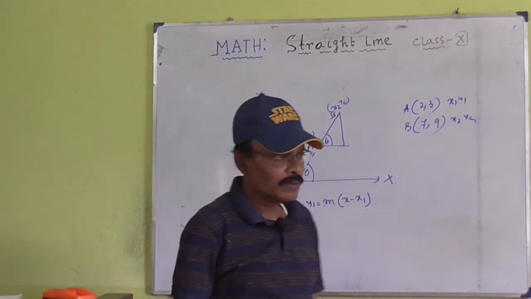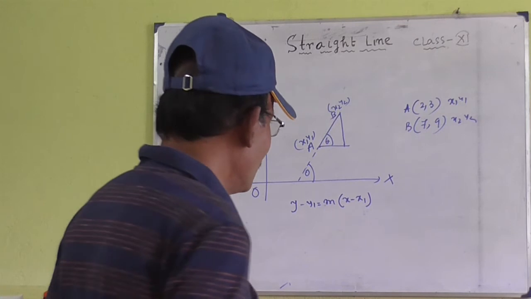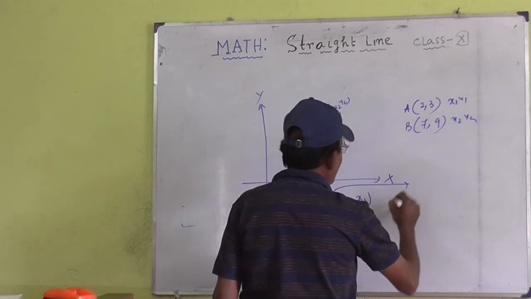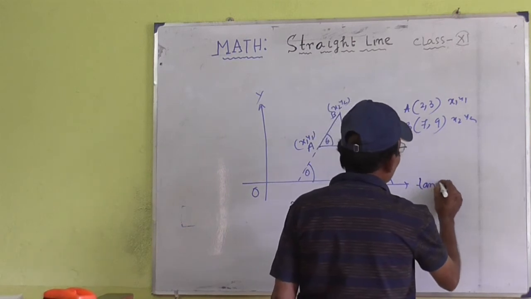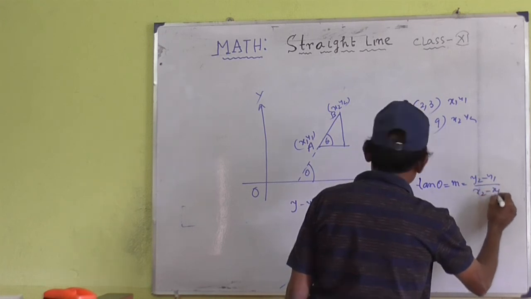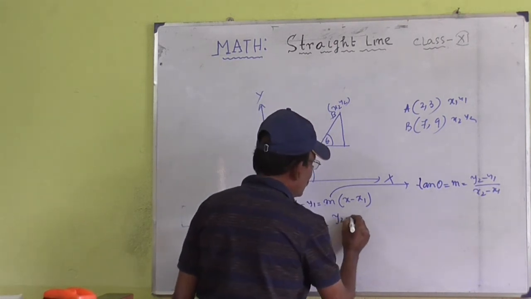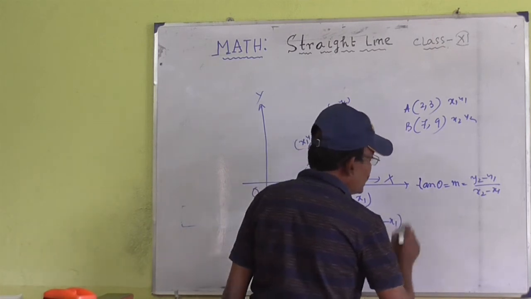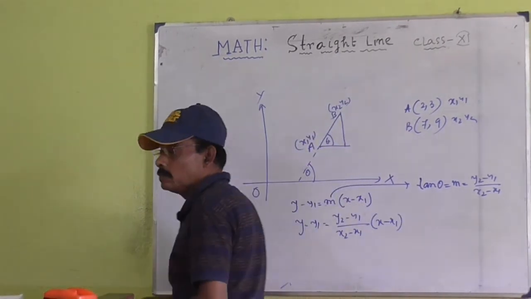The equation of the line is y minus y1 equals m into (x minus x1). Okay. This is the equation of the line passing through point x1, y1. But here we know m, what is the meaning of m? M means slope, gradient, that means tan theta equals m, that means (y2 minus y1) by (x2 minus x1). So if we put the value of m, y minus y1 equals (y2 minus y1) by (x2 minus x1) times (x minus x1). Okay. This is the equation of the line passing through the two given points. Clear?